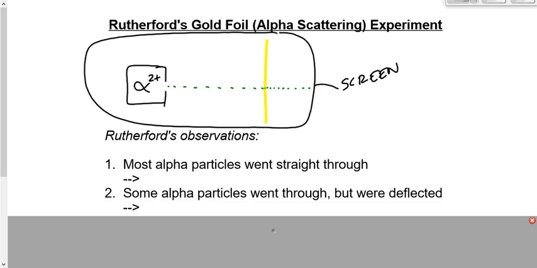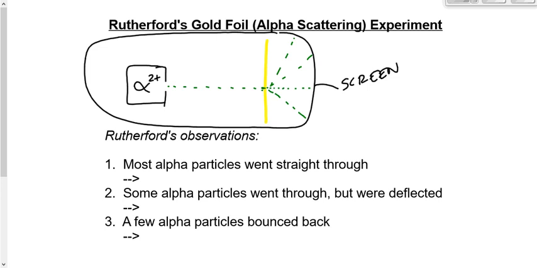Some of these alpha particles go through, but are deflected. Less of them, but quite a few still. Some of them go like this. They get deflected like this. They're still going through, but they're striking the screen somewhere other than straight across. Some of the alpha particles went through, but are deflected.